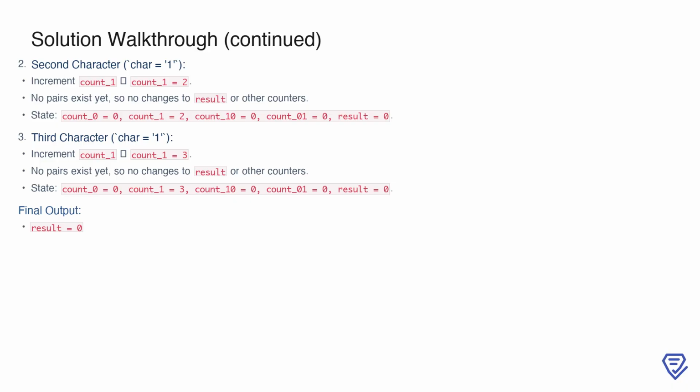Finally, for the third character, 1, we increment count_1 to 3. Once again, no pairs of 0 and 1 exist in the string, so the result remains 0. The final output for this example is result equals 0. This concludes the walkthrough of the examples, illustrating how the counters evolve and contribute to the final result.